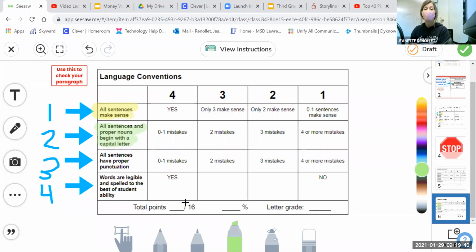Right now, we're going to look for number 2. All sentences and proper nouns begin with a capital letter. In your work time with your group, you're going to read your partner's writing and check, do they have a capital letter for every sentence? If they do not, you need to point it out to them. You need to show them, and then your partner will go and edit it and make it a capital letter.